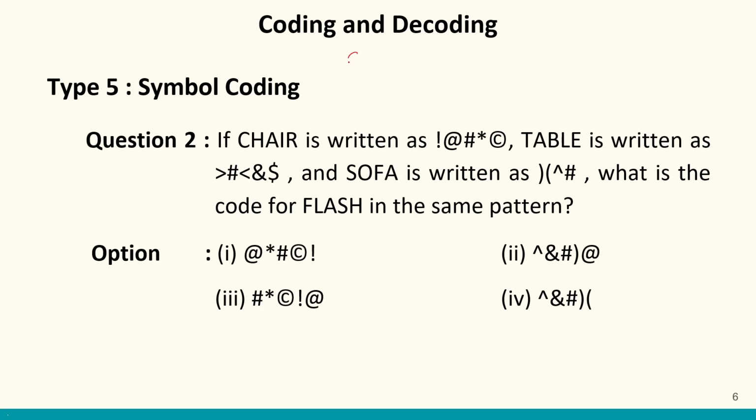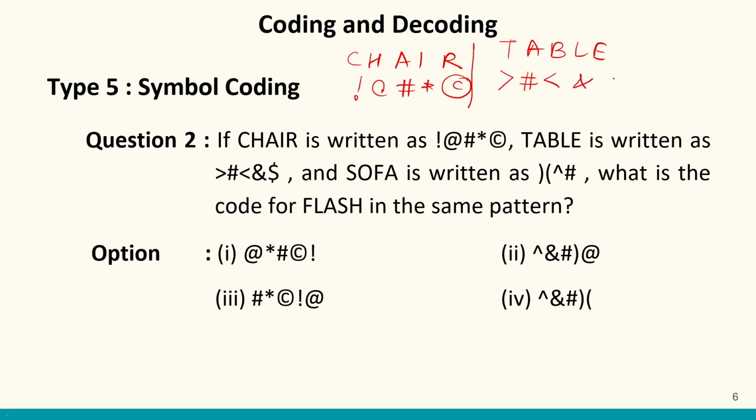Similarly, in this question, let us check. Chair's code is given as this. Table's code is given as this. Sofa's code is also given and we have to find the code for flash. Now again, I can see that they are in sequence. A is the common term here, and A is represented by this symbol. So they are in sequence.